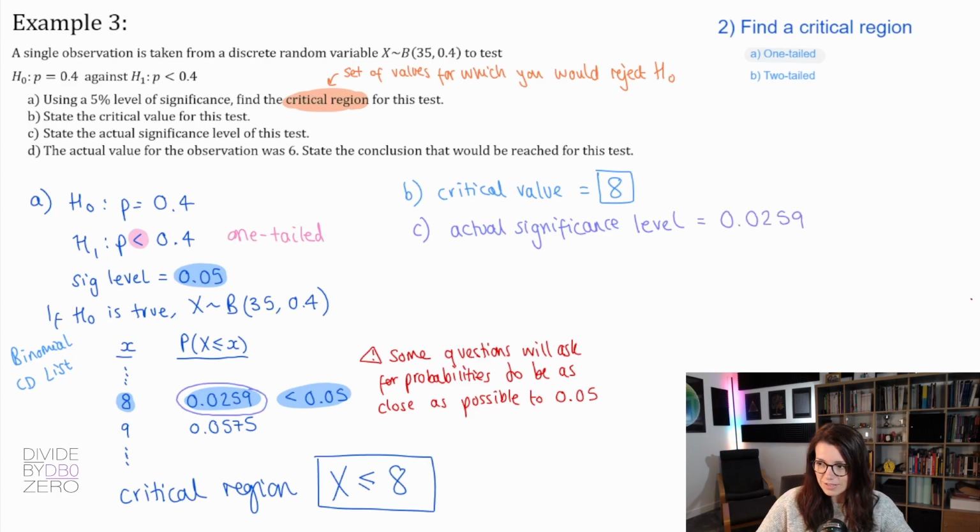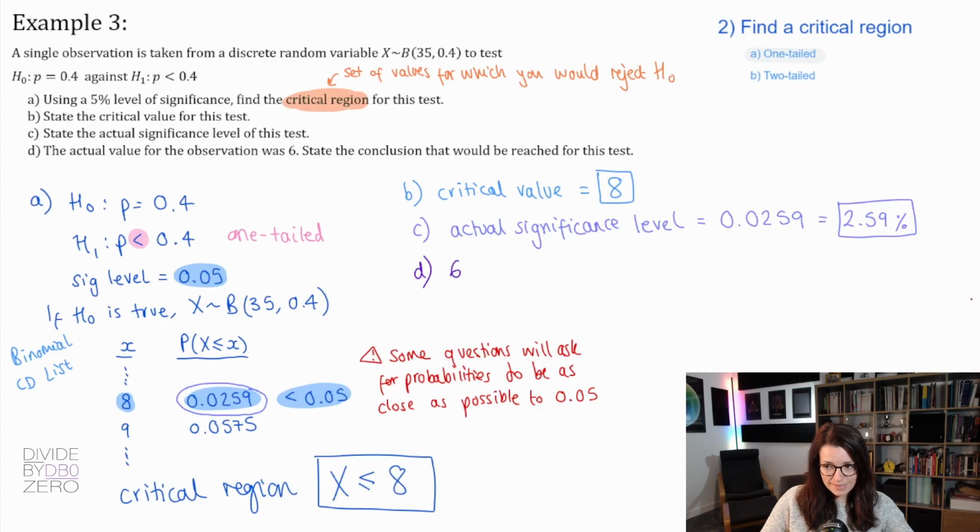As a percentage, that's 2.59%, and generally the actual significance level will always be less than the significance level of the test. So less than 5% in this case looks good. Lastly, for part D, we're told that the actual value for the observation was 6. State the conclusion that would be reached for this test.